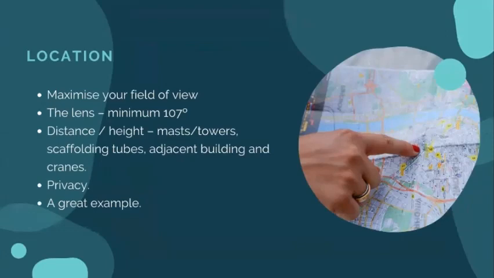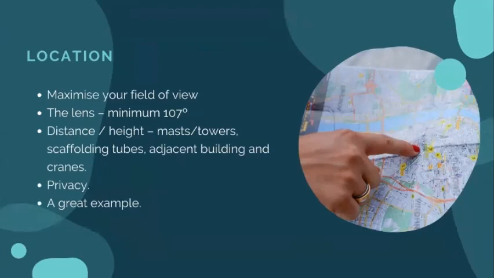And then you need an unobstructed view. And the best way to get an unobstructed view is by using height. There are lots of ways to get height, including masts, towers, scaffolding, adjacent buildings, and cranes. Masts and towers are great. It's a really quick win, easy to install, not problematic at all. If you have a budget for a mast, it's an excellent solution.